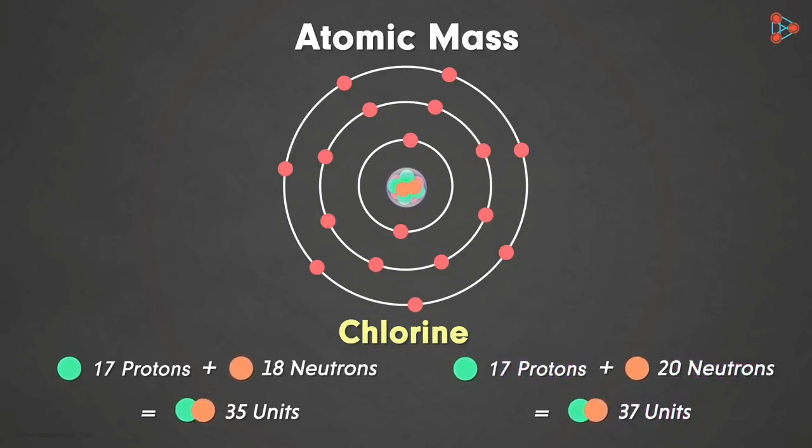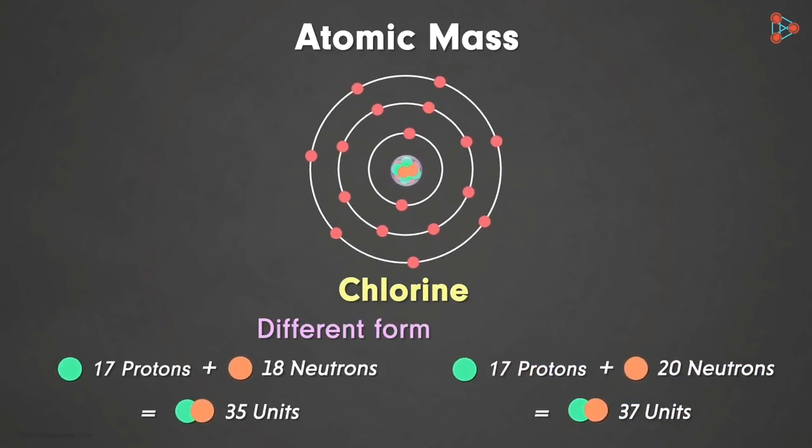But now the next question to pop up in our minds is, how can we have one element having 2 different kinds of atoms? And is this valid only for chlorine, or are there other elements also which exhibit this phenomenon?